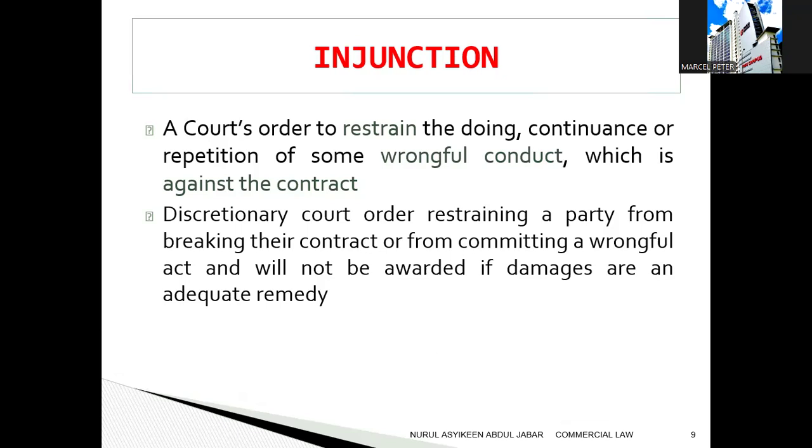So when is an injunction granted? An injunction may be granted to prevent a breach of contract or to stop a wrongful act from continuing, especially when money is not sufficient to fix the harm. So, an injunction is used to stop wrongful conduct, and it is granted only when damages are not enough to provide justice.